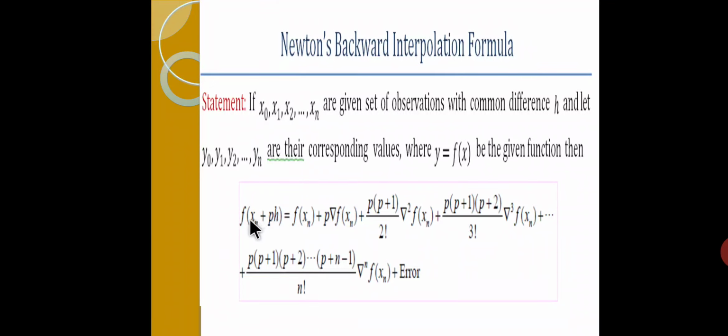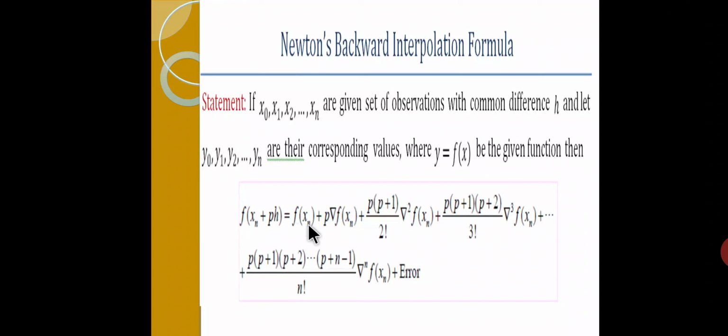This value is equal to y of xn. So that is equal to f of xn plus p nabla f of xn plus p into p plus 1 by 2 factorial nabla square f of xn plus p into p plus 1 into p plus 2 by 3 factorial nabla cube f of xn plus and so on, plus p into p plus 1 and so on up to p plus n minus 1 by n factorial nabla power n f of xn. This is the backward interpolation formula.